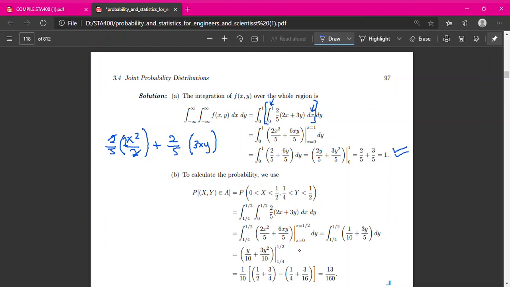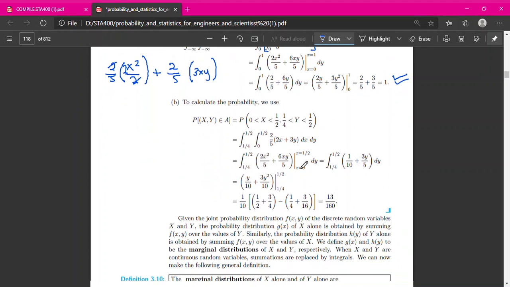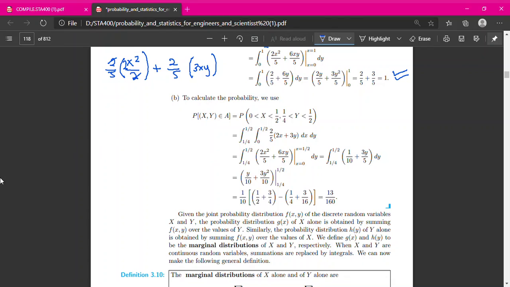Okay, so means that this function of xy with the interval x and y here is a valid joint PDF function. Okay, so that is the way how to do the double integration. Okay, yang kedua, dia nak you calculate the probability of x from 0 to half and y from 1 over 4 until 1 over 2.